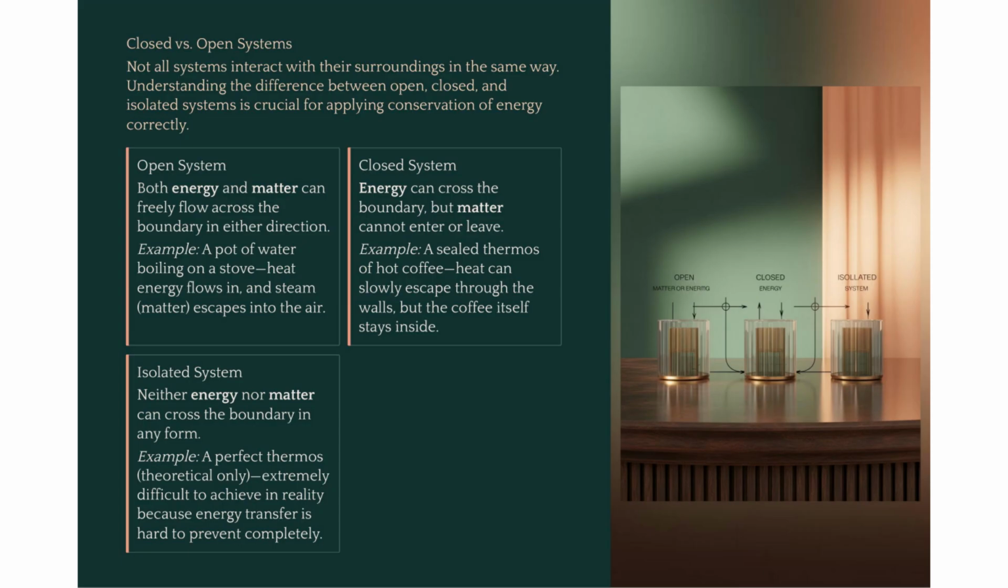For this standard, we focus on the closed system. In a closed system, matter can't escape, but energy can still be exchanged with the surroundings. An isolated system, which is the perfect model of conservation, is where neither energy nor matter can escape, though true isolated systems are almost impossible to create perfectly in the real world. By modeling a system as closed or isolated, we can simplify our analysis of energy flow.